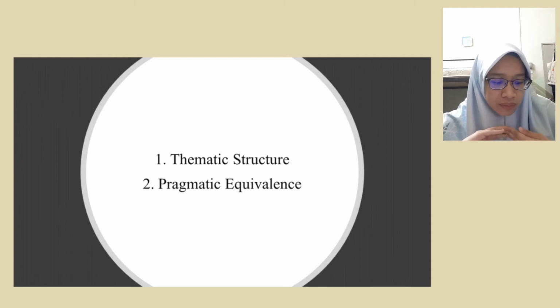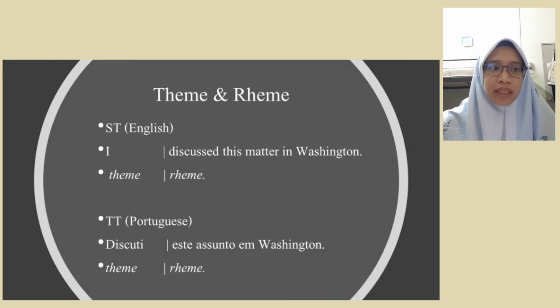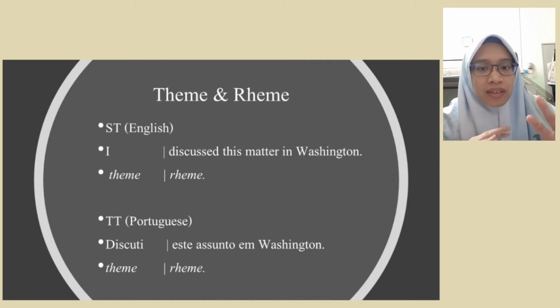Okay, so let's go to the first one, the thematic structure. What is thematic structure? Thematic structure has two parts, that is theme and rheme. For example, when the English source text says, "I discussed this matter in Washington," "I" here is the theme and the others are the rheme in the sentence. However, when it goes to the target text, for example Portuguese, "Discuti este asunto en Washington." I don't know if I'm saying it right. "Discuti" here is the theme, and the others are the rheme.